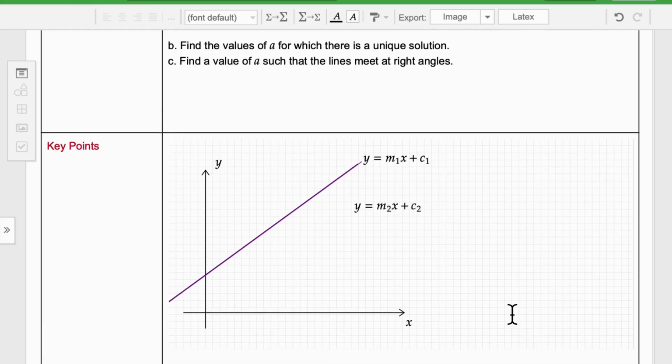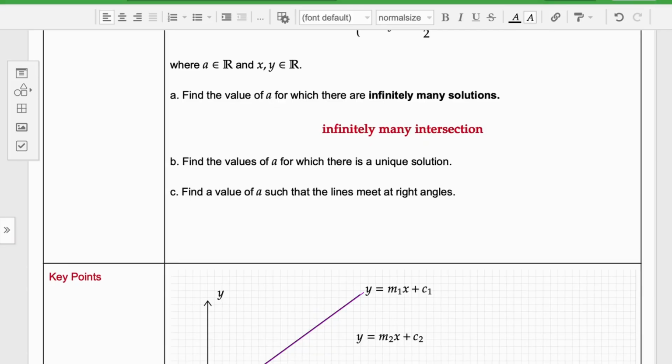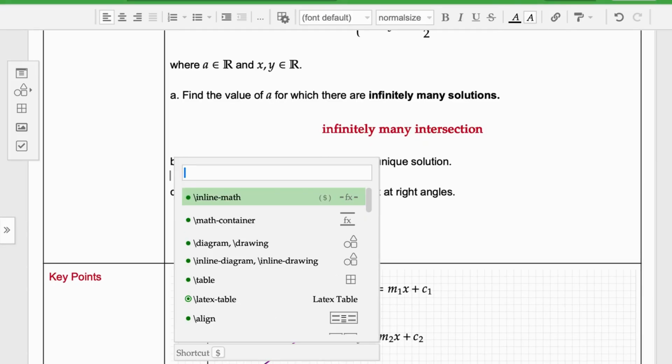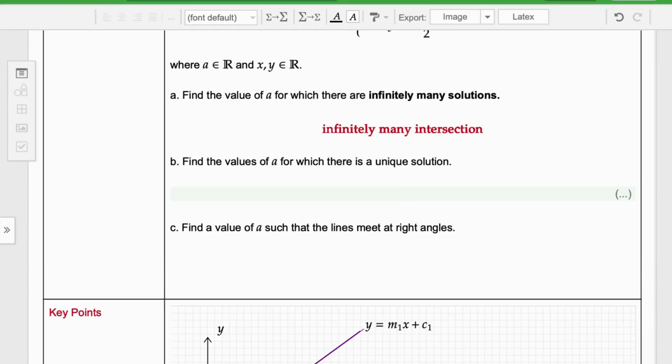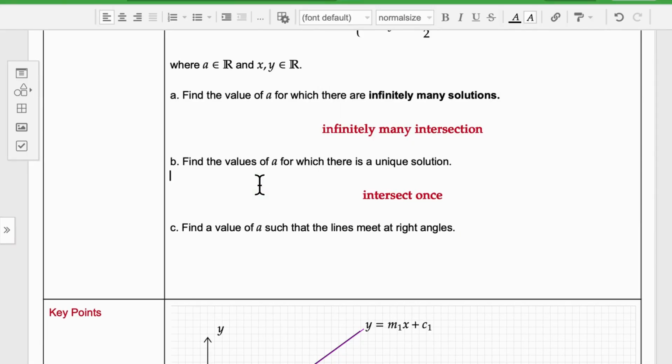Then for b, what does b say? Find the value of a for which there is a unique solution. So what does unique solution mean graphically? Unique solution means that they will intersect once only. Is it understandable? They will intersect once only. That is when a unique solution happens.